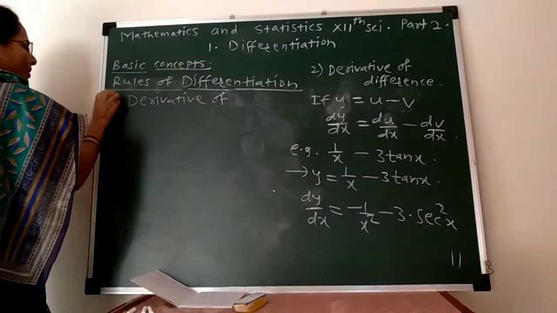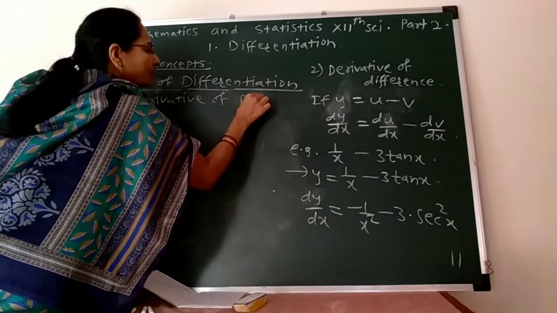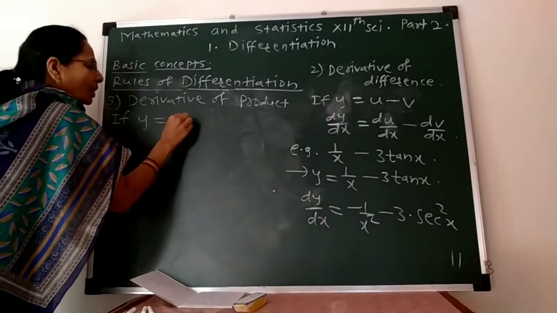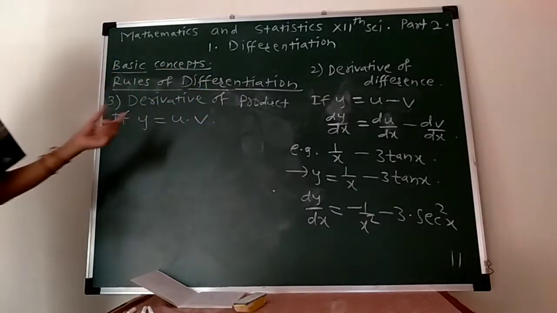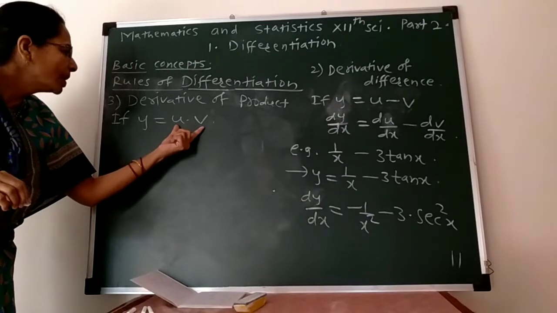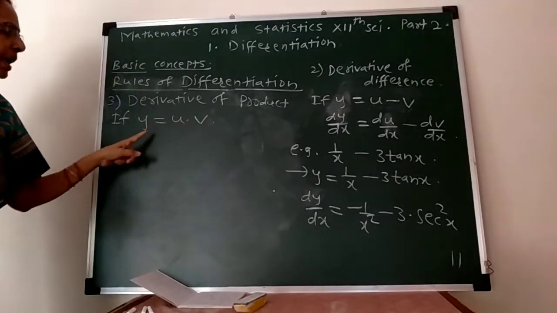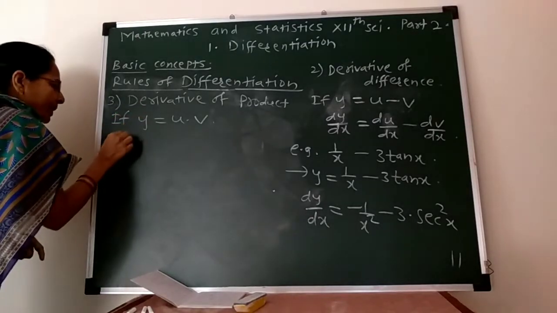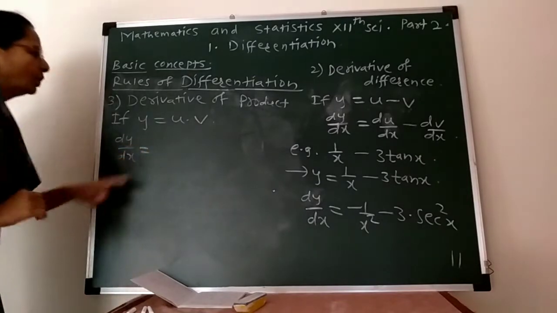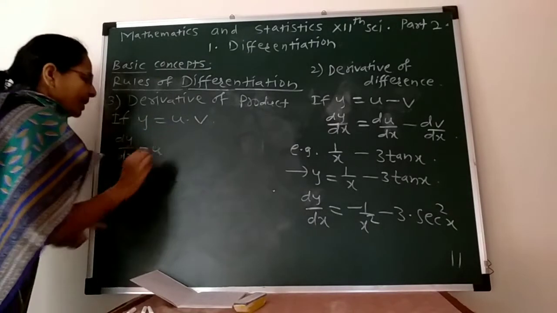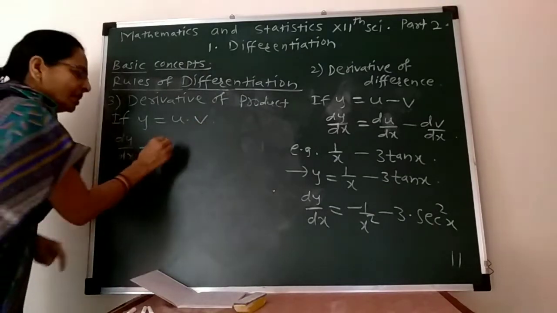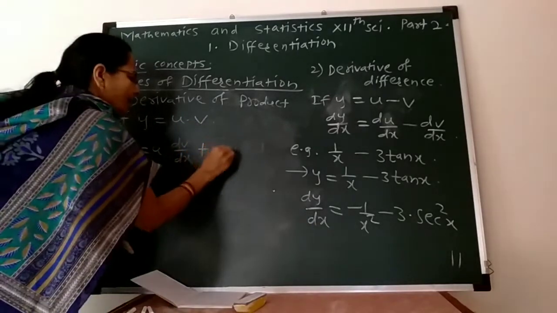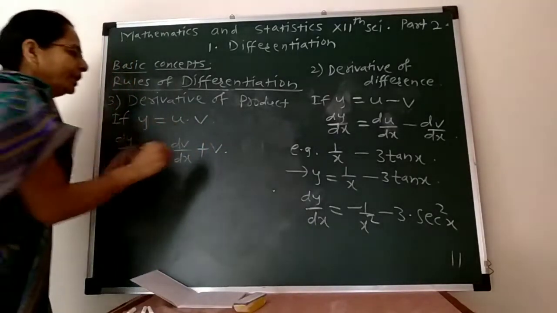Next is third, derivative of product. If you have function y is equal to u into v, that means there are two functions and there is a product and we have to take derivative. So there is a rule: dy by dx is equal to, write u as it is, take derivative of v which is dv by dx, plus v as it is, take derivative of u, du by dx.